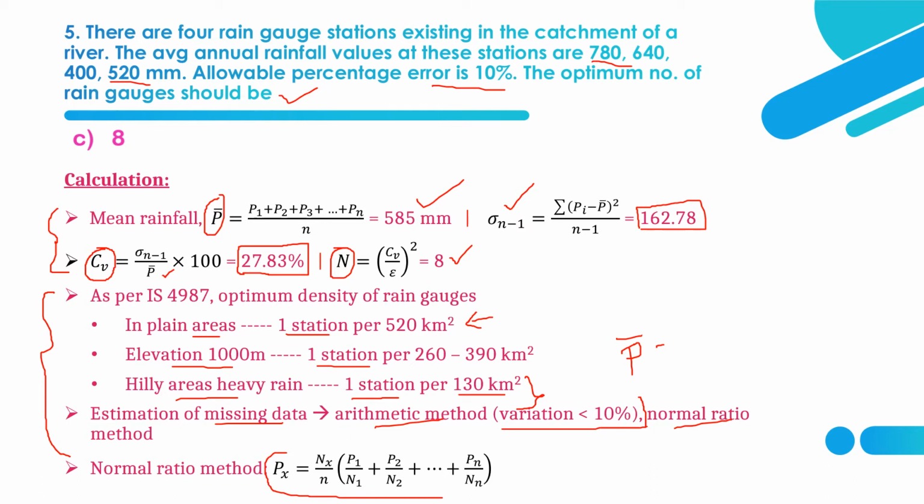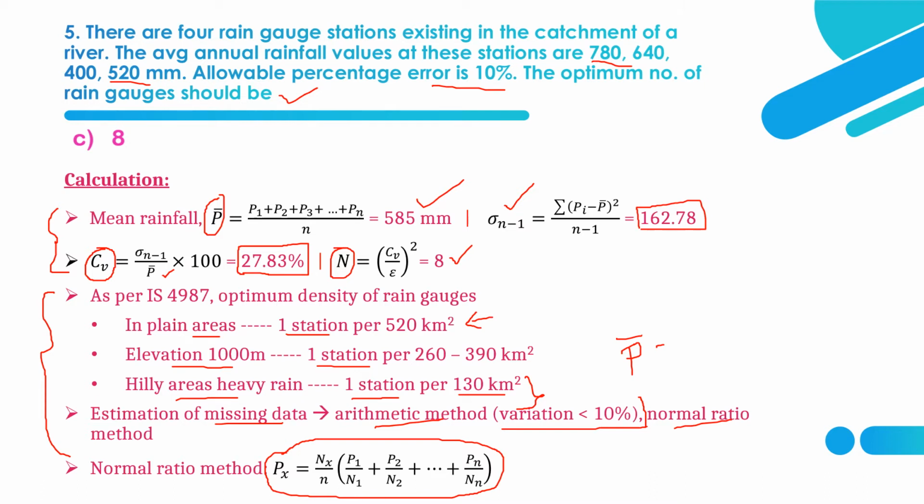The normal ratio method formula goes like this: Px is equal to Nx by n into P1 by N1 plus P2 by N2 and goes on. And what are N1, N2, N3? These are the normal precipitations at the corresponding stations 1, 2, 3, etc. And Nx is the normal precipitation at the station where the data is missing.